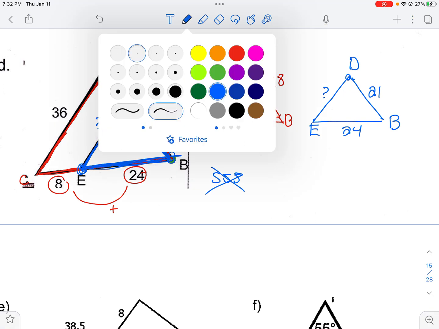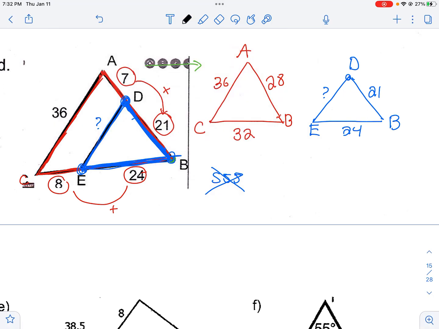I do, however, have one pair of angles that are congruent. Because angle B is the same angle in both triangles, angle B has to be congruent to itself. I don't know what the measure is, but I do know it has to be equal to itself. So right away, I have one angle. The problem is I don't have any other angles, so angle angle is also out. My only option at this point is, can I prove side angle side?